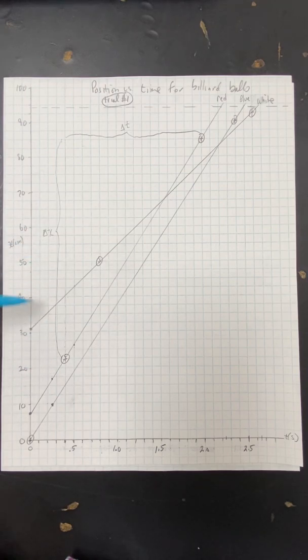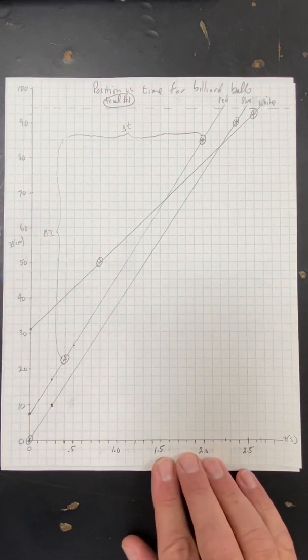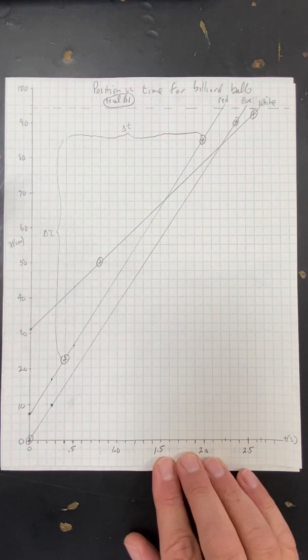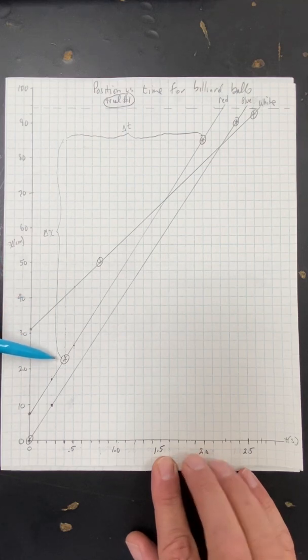Looking at this, you were asked some questions in the lab. One of them was, what does the slope of one of these graphs represent? What does the intercept on one of these lines represent? Let's look at the slope first.